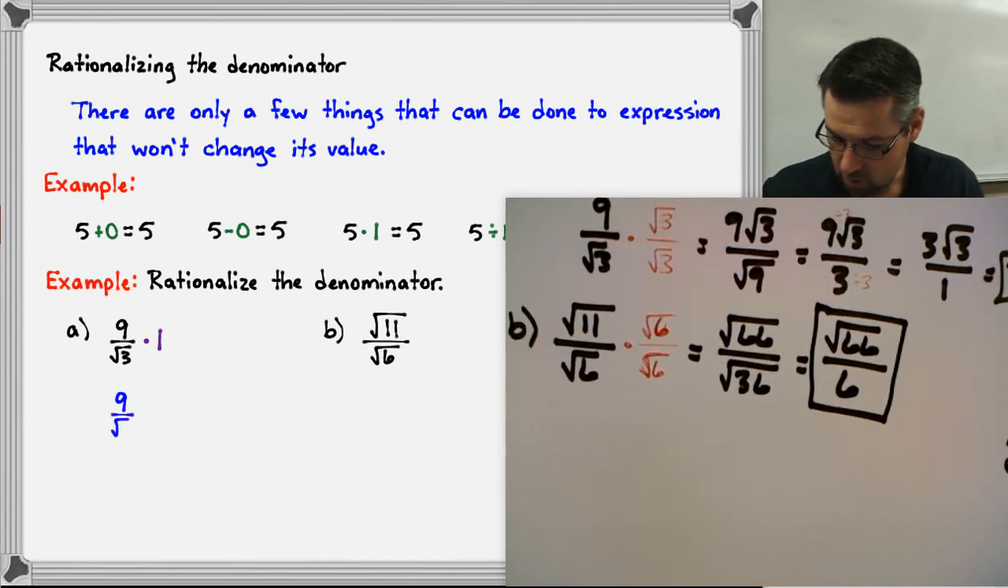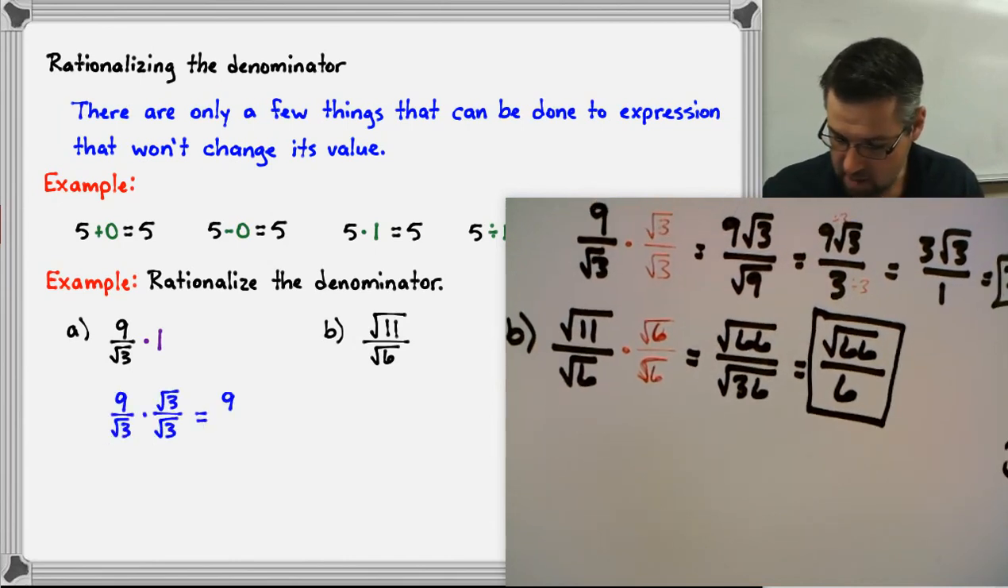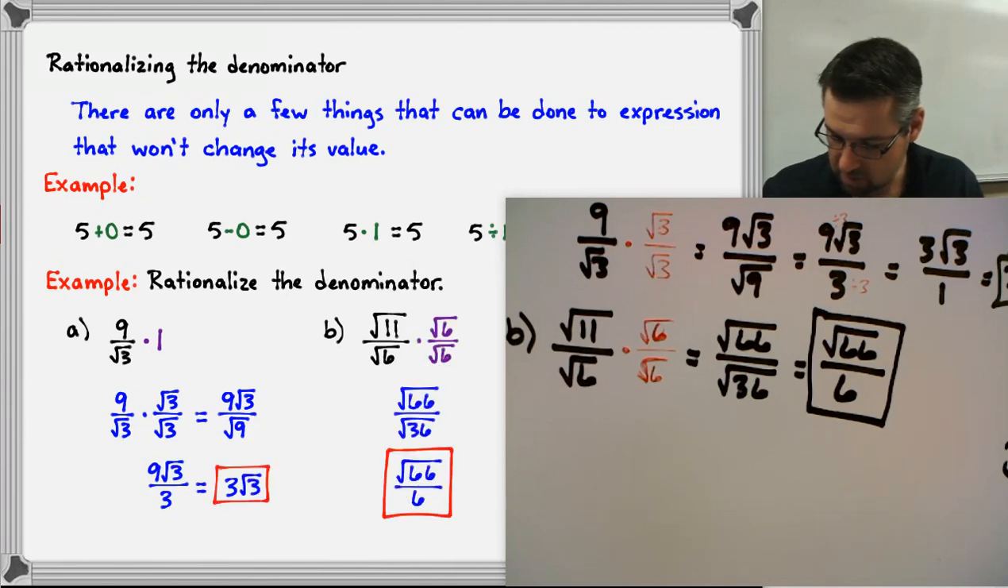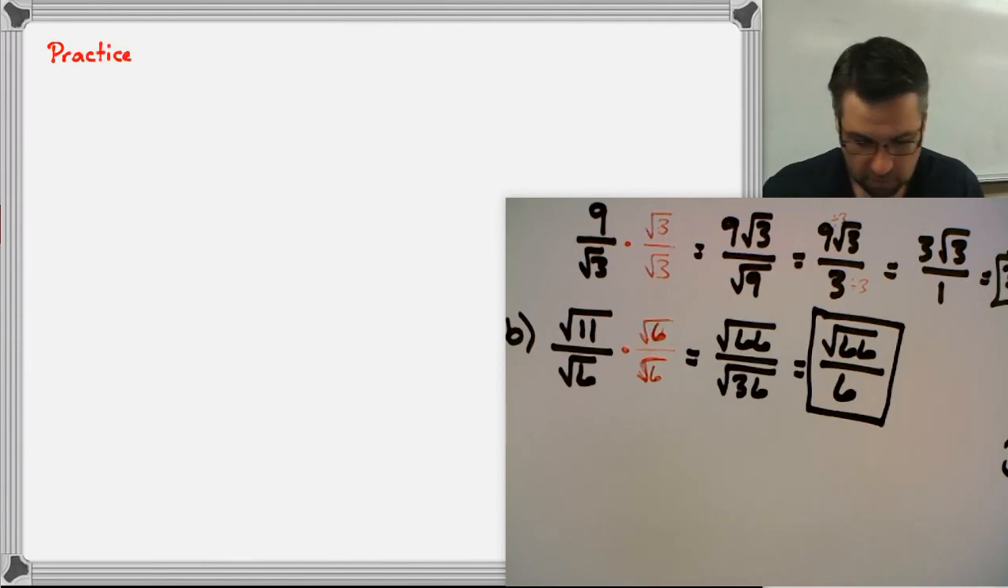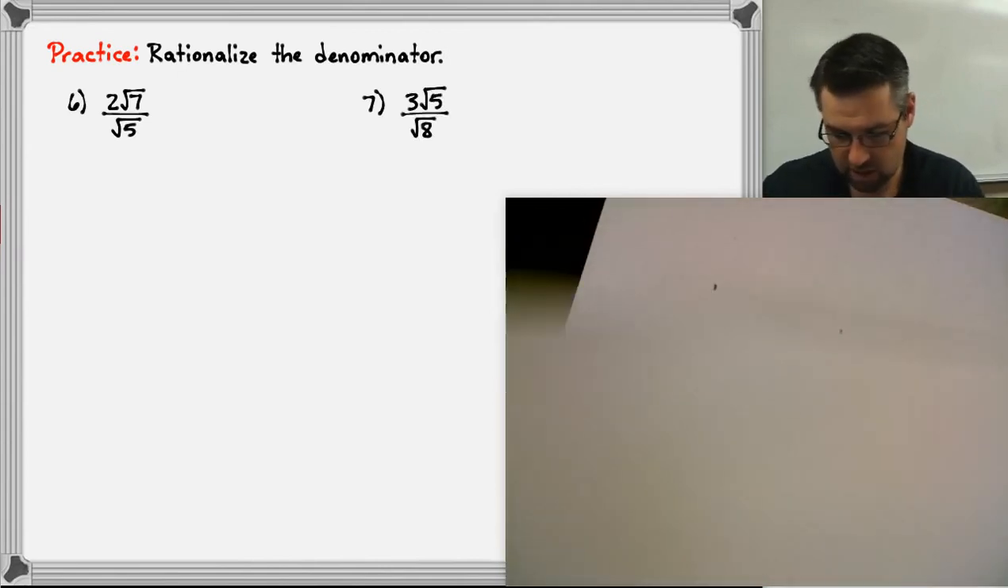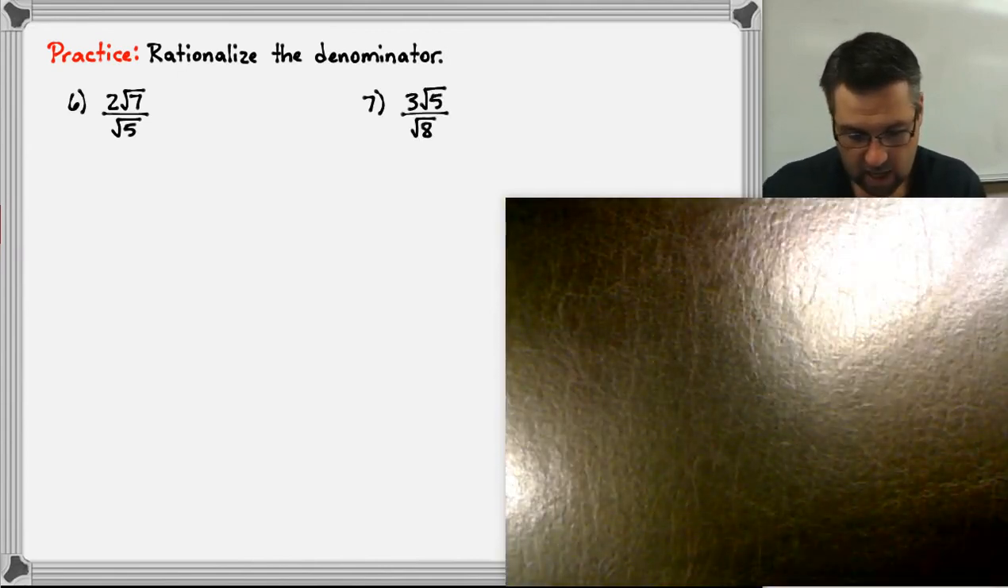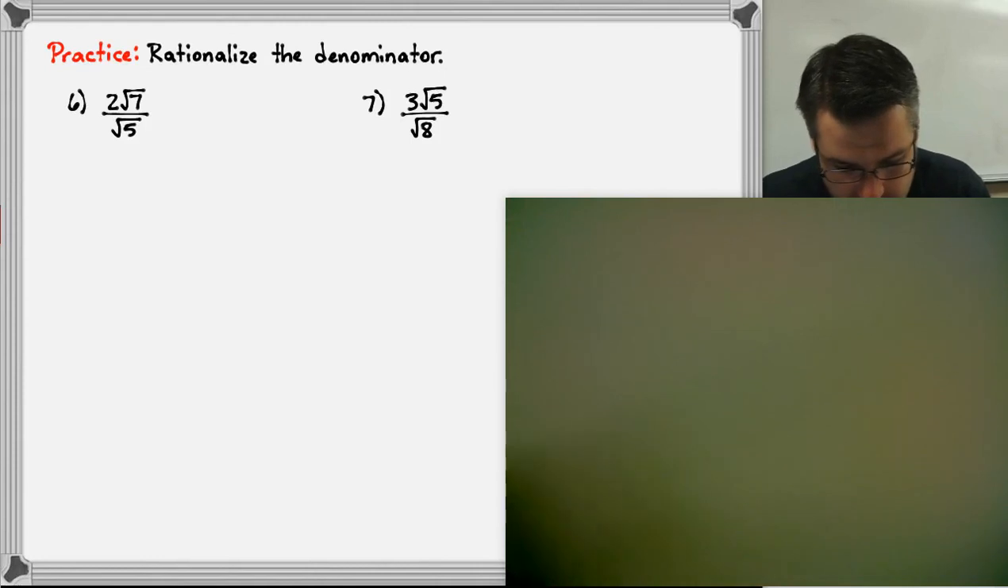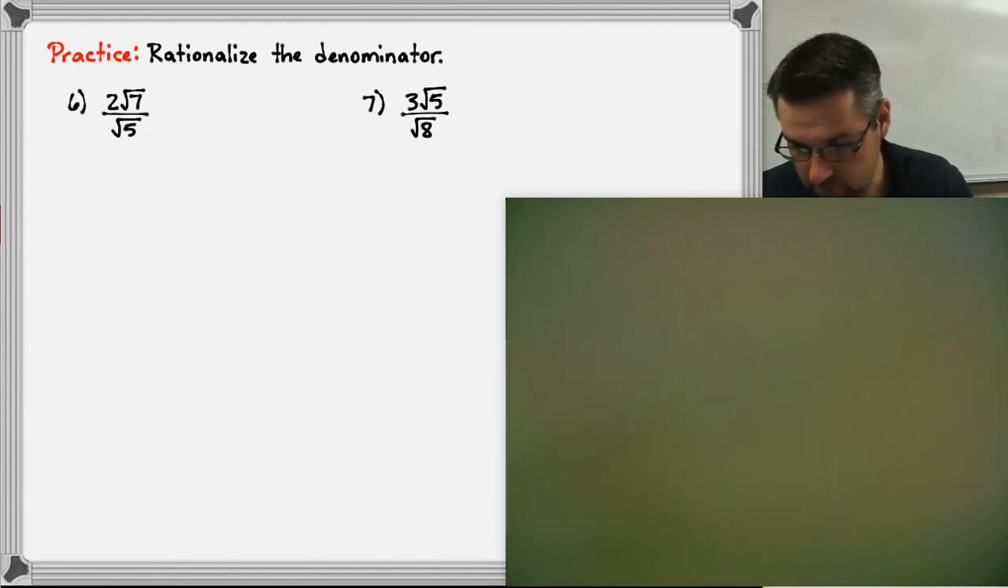Okay? So we end up with 3 radical 3. Make sure I'm right here. And the next one was rad 66 over 6, and that's that. All right, so here's your time to practice. So go ahead and pause the video and do these 2 problems for me, and then come back and push play to compare what you did.